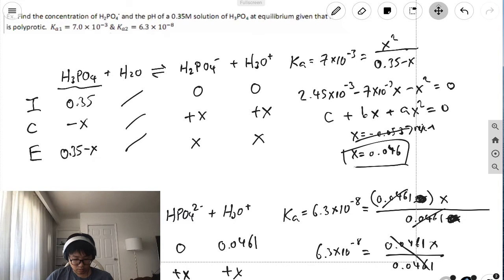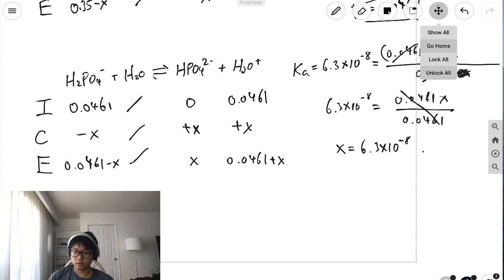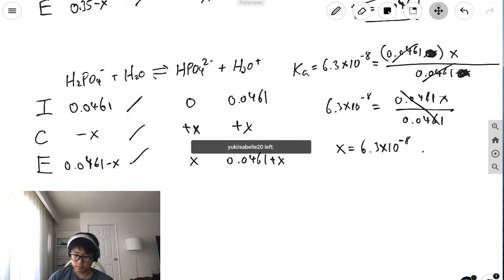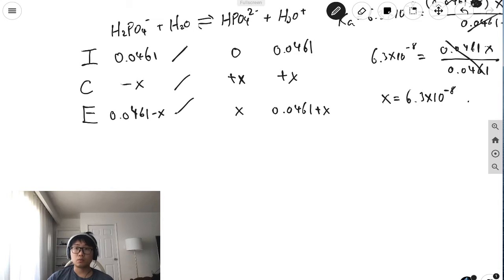Minus 1, minus 7 e negative 3, 2.45 e negative 3. Yeah, it should be 0.046. So why are they telling me 0.16? Well, it doesn't matter because our x2 is right. So let's just move forward for now. Let's see if we get the same, because if we get the pH is 0.8 and H2PO4 as 0.16, then we're good, right?